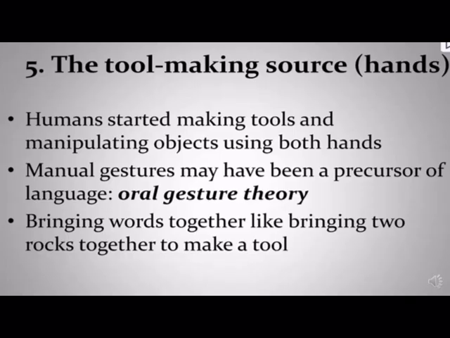Then our third point is bringing words together, like bringing two rocks together to make a new tool. So people used to bring two words together to make a new word. For example, I showed you the picture before in which a man produces fire by striking stones. In the same way, people used to make new things by connecting two different things, right?